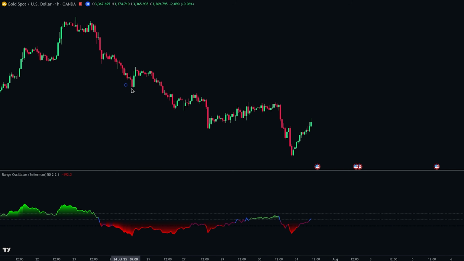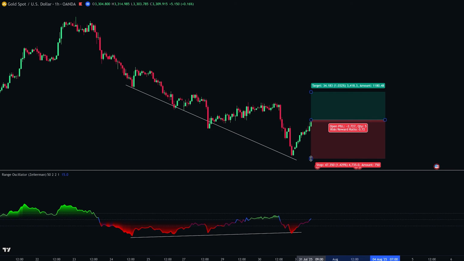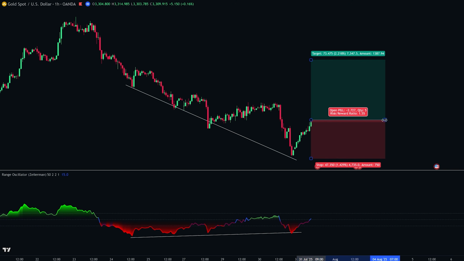Once you spot that, draw a downward trend line on price by connecting the lower lows. Then draw an upward trend line on the oscillator by connecting the higher lows. This gives you a clear visual confirmation of the divergence. From here, you simply wait for your buy trigger. That trigger comes when price breaks above the swing high created during the divergence. Once price closes above that swing high, enter your buy position. Place your stop loss just below the swing low and aim for a 1 to 1.5 risk-to-reward ratio.